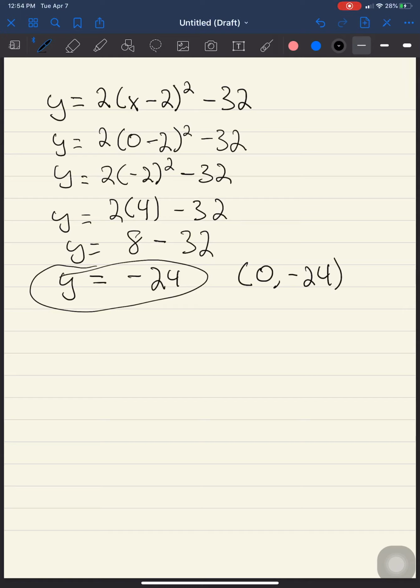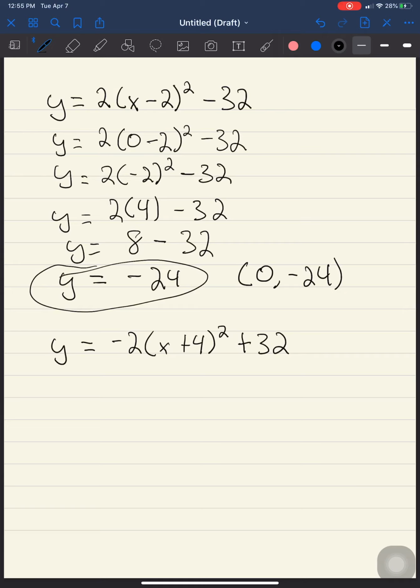And last but not least, let's do one last example. We're going to do y equals negative 2 times x plus 4 squared plus 32. So again, take a second, pause the video, and then we will work through this together. Make sure we got it right.